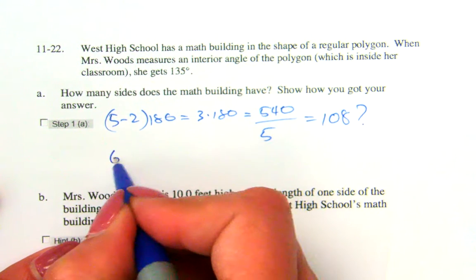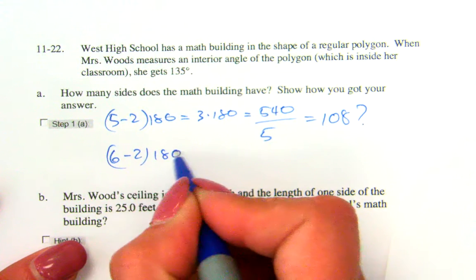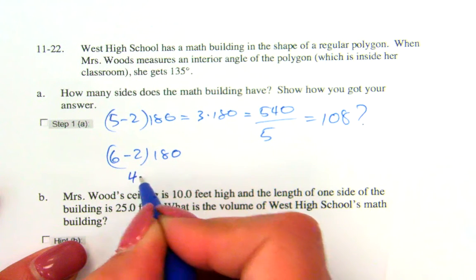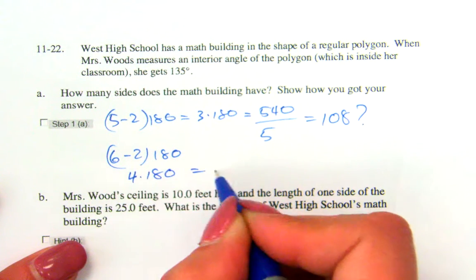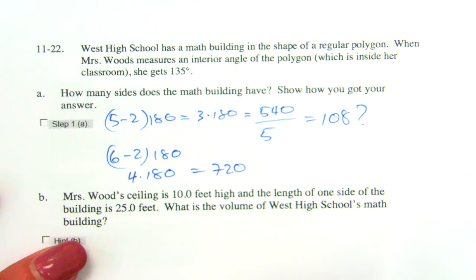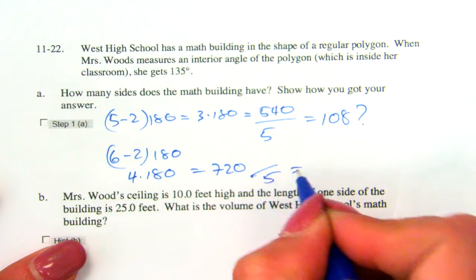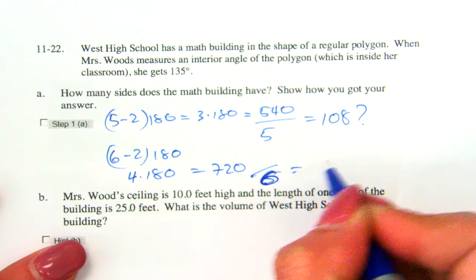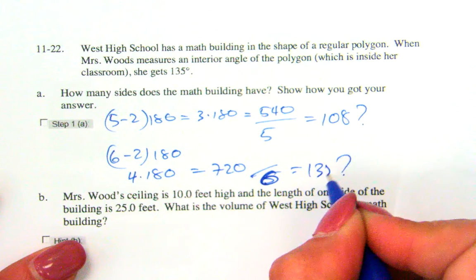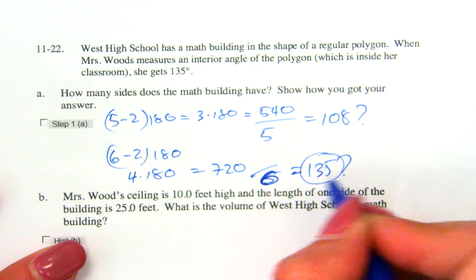Okay, so let's try 6. 6 minus 2 times 180, right? That's 4 times 180, which is equal to 720. Yeah, 720 divided by 6, because this is a 6-sided figure. Is that equal to 135? That's the question. I don't think so.